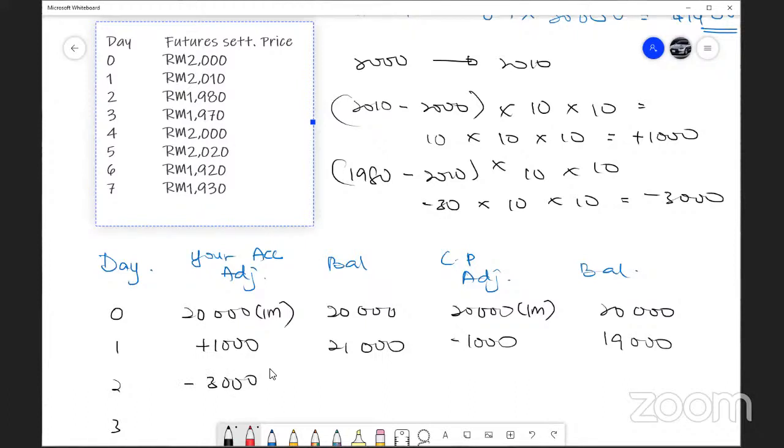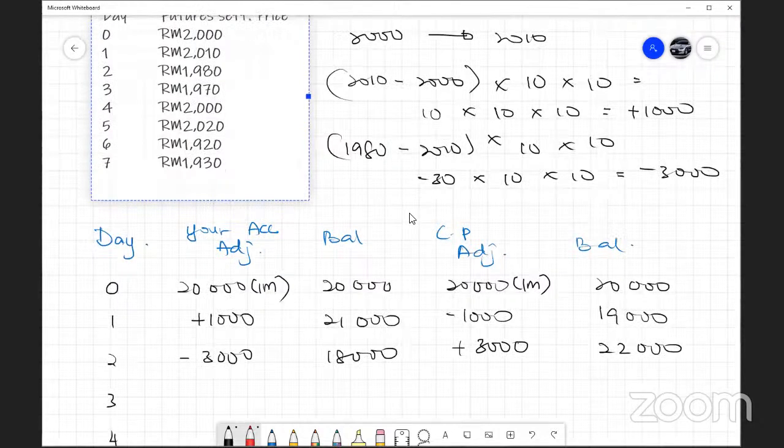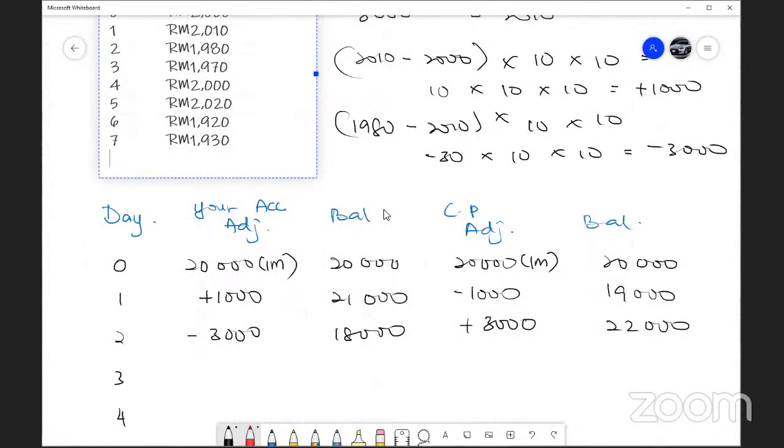$21,000 minus 3,000 become 18,000. If you are losing money, your counterparty are gaining. So plus 3,000, he become $22,000. Carry on with the calculation. Number 3 means 1970 minus 1980, minus 1,000 again. Okay, this is minus 1,000 again. You get 17K now. Plus 1,000, 23K.